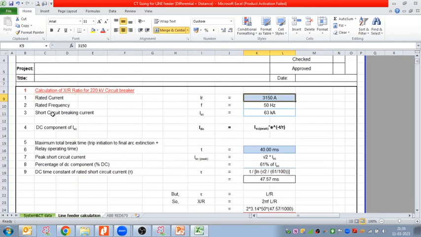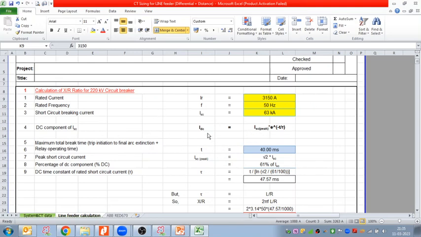So this is my rated capacity of circuit breaker, 50 has 63. So these three cells are done. If anyone has any query regarding the cells, you can tell me.